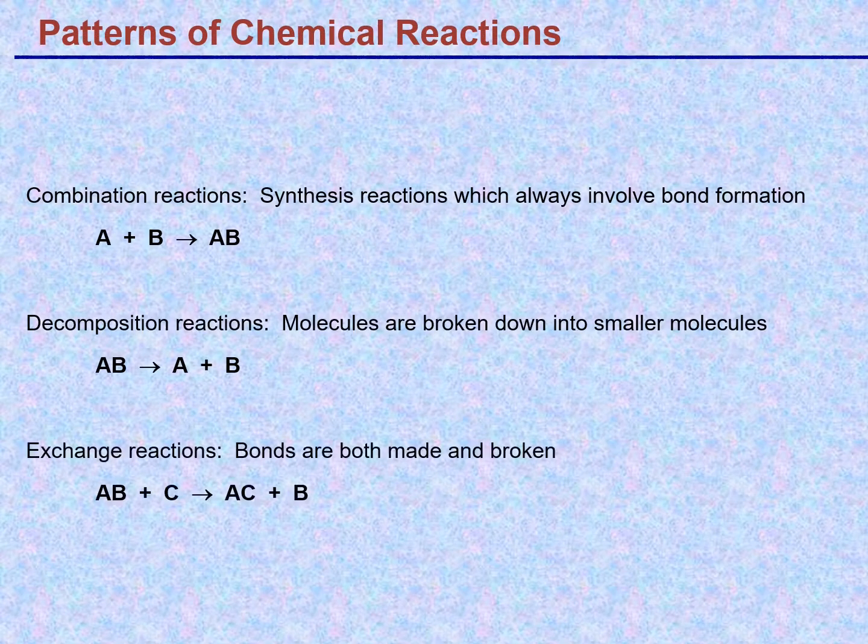There are different patterns. There are combination reactions where two things come together to form one. You have decomposition or breakdown, where something gets broken down into its individual smaller molecules. Sometimes you get an exchange, AB plus C, in this particular reaction becomes AC plus B.